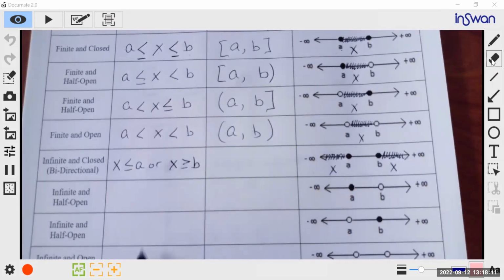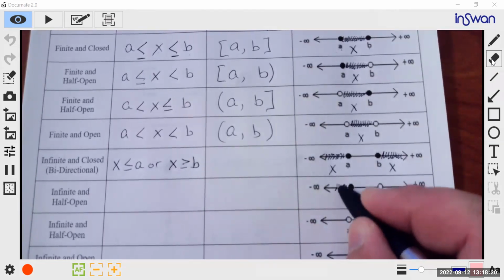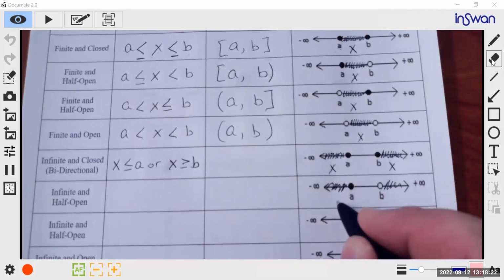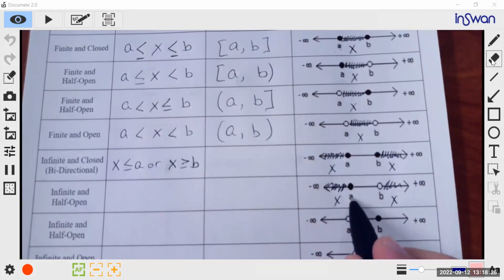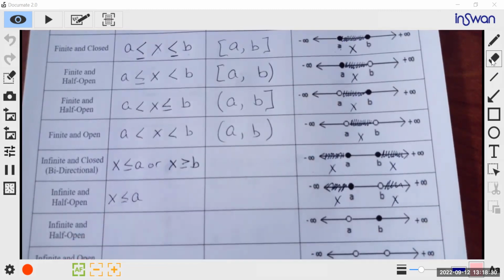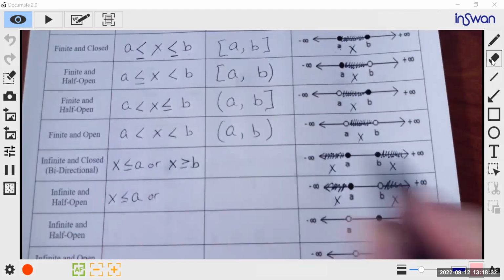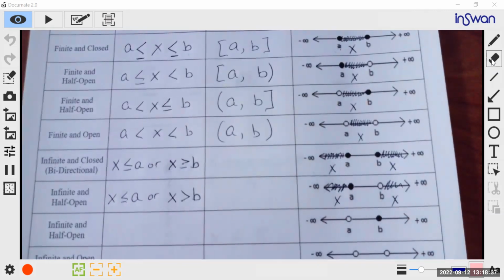Let's go ahead and do the set notations first, because we'll have to introduce a new symbol for the interval notation. So my X's are here. X is less than or equal to A. Or X is strictly greater than B, since it cannot equal B.